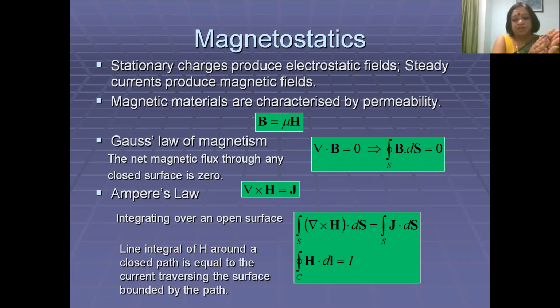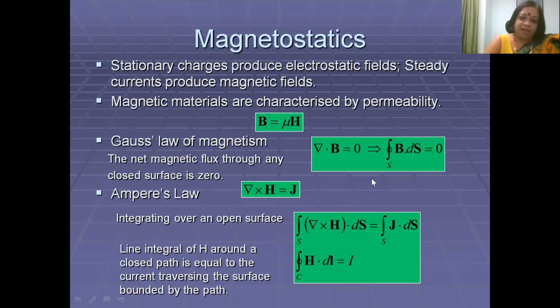Now magnetic materials are characterized by permeability. And what is the relationship? You have seen, we are going to set up analogous equations. So when you talk about magnetic fields, we talk about the magnetic field intensity H. And the magnetic field intensity H is related to the magnetic flux density B by the quantity permeability. This is the constitutive relation for a magnetic material. B is equal to mu H. Again, for an isotropic homogeneous material, this is considered to be linear.